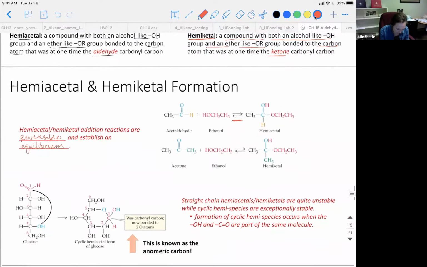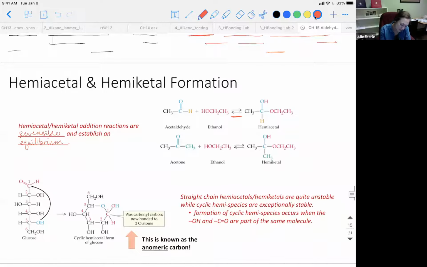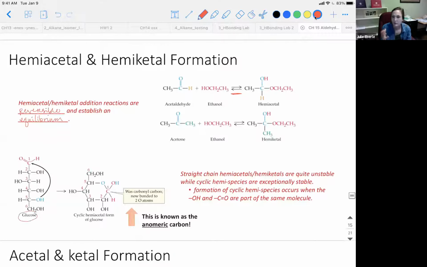But what's really, really cool about this, and this is what's going to happen when we learn how to draw monosaccharides, is this can happen with molecules like glucose. They form hemiacetals and hemiketals. But what's unique about this is, starting out, glucose already has an alcohol functional group and it already has an aldehyde functional group. So here's the aldehyde functional group on glucose. We saw this on the very first slide of this. So this is the aldehyde. And this is an alcohol.